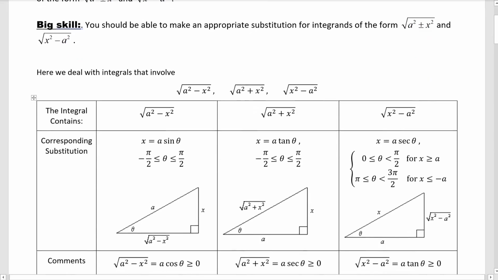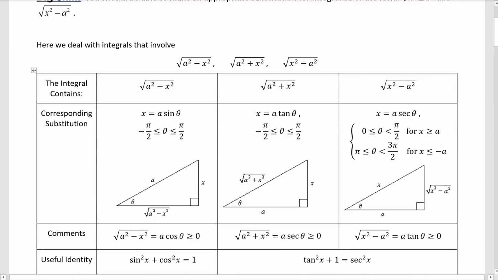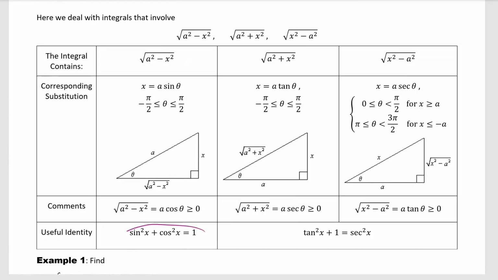Okay, so first of all, I want to review with you the trig identities. So I want to emphasize the one, sine squared plus cosine squared equals 1, and the one, tangent squared plus 1 equals secant squared.